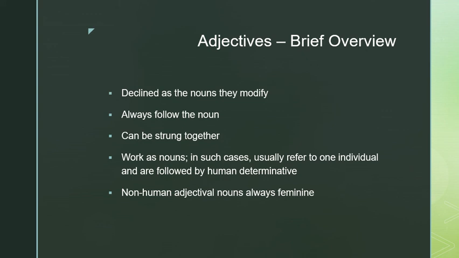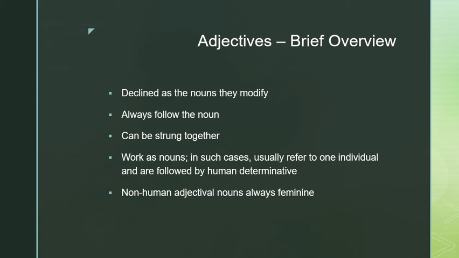There's a little bit of an exception to this that we're going to get into in a minute, relating to a particular form of a construct possessive. You can string them together, just like in English. Just put them behind the noun, and then they all apply to that noun. Adjectives can serve as a kind of noun as well. They usually mean that there's one particular individual and are followed by the human determinative, which is how you can tell.